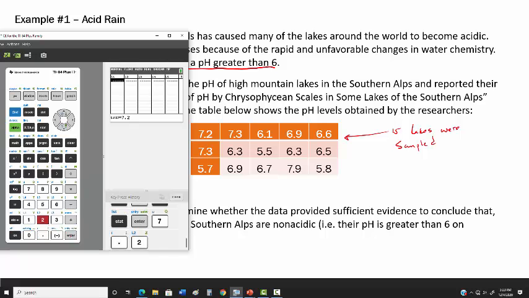So it's 7.2, and I'm going to go down all the rows. 7.3, 5.7, 7.3, 6.3, 6.9, and over here 6.1, 5.5, 6.7, 6.9, 6.3, 7.9, 6.6, 6.5, and then 5.8. Okay, so now I have all the data correctly plugged in.